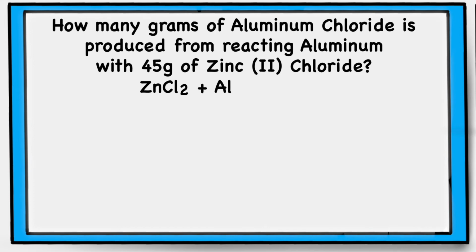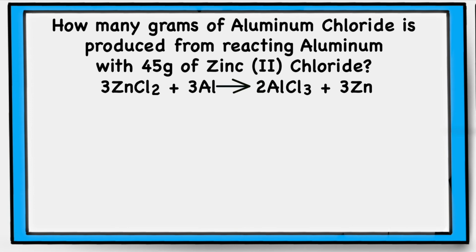If I'm writing a base formula for this, I would have to write ZnCl2 plus Al yields AlCl3 plus Zn, or zinc chloride plus aluminum yields aluminum chloride plus zinc. Just looking at this equation, we can see it's not balanced, so let's balance it. Now this balanced equation should read 3 ZnCl2 plus 2 Al yields 2 AlCl3 plus 3 Zn.